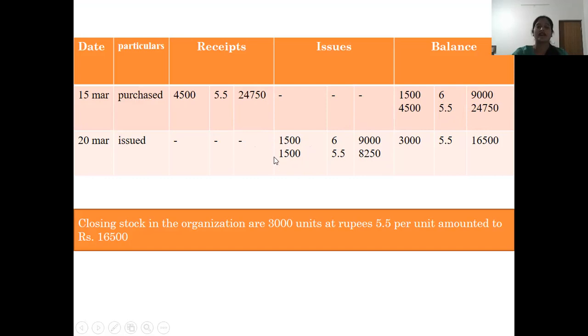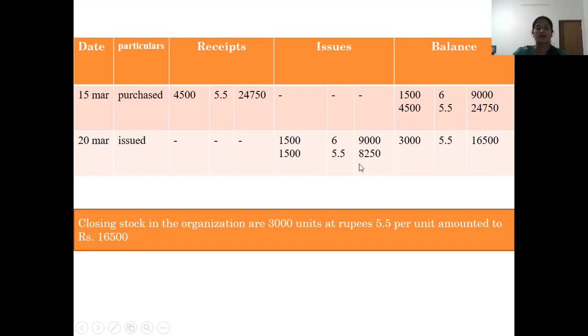See here, on 20th March we have issued 3,000 units. In that, we issued the first lot, and we have also issued from the second lot. Out of 4,500, if you have issued 1,500, what is the balance? We have 3,000 units at the rate of 5.5, amounting to 16,500. This is how you need to prepare the problem.